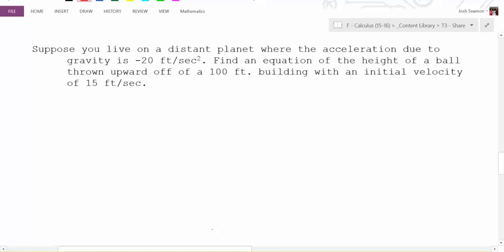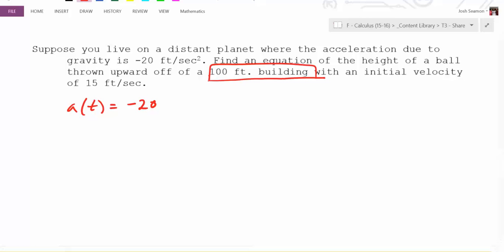So the first thing you can do is write down in terminology what you know. You know that a of t is negative 20 feet per second squared. Find an equation of the height of the ball thrown upward off of a 100-foot tall building. If it's thrown off of a 100-foot tall building, what does that tell you? Does that tell you about its acceleration? No. Does that tell you about its velocity? No. What does it tell you about? Its height. Specifically, it tells you the height at what time? 0. So that means s of 0 is 100, with an initial velocity of 15 feet per second.